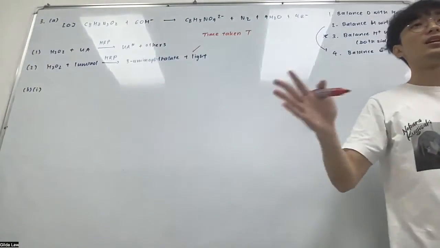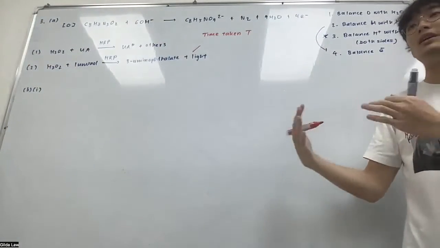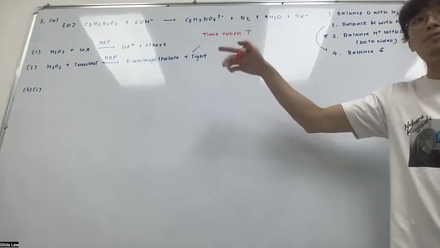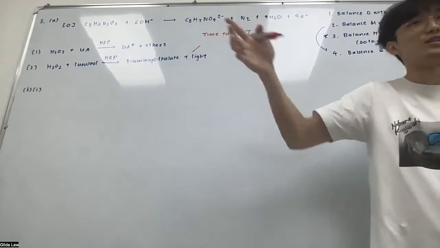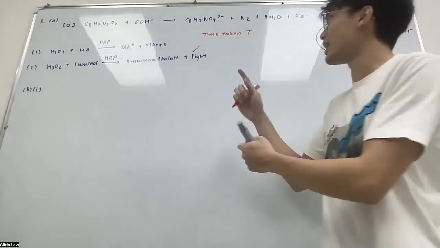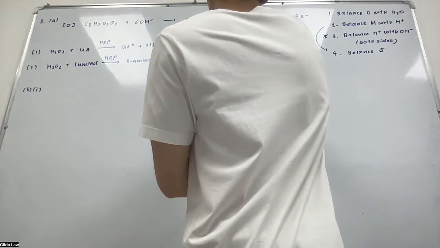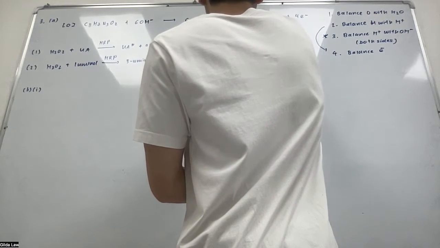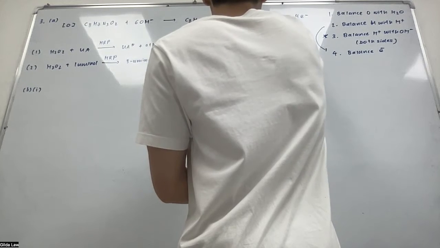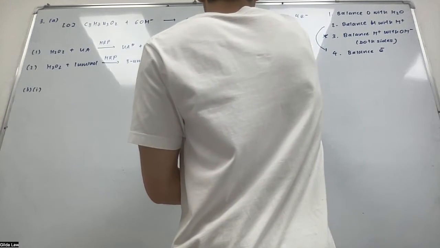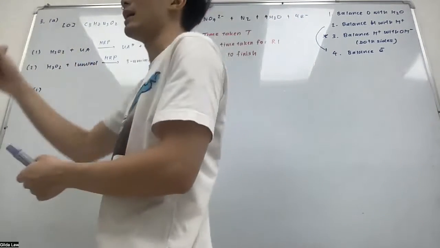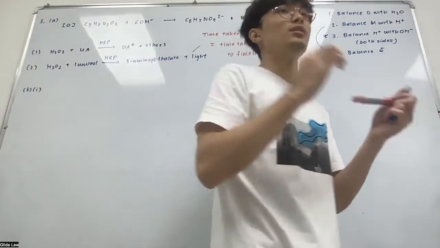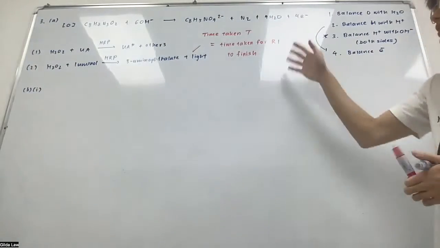This idea is quite common in the clock reaction: 2 only happens after 1 finishes. So technically you're just waiting for 1 to finish. So time taken T is the time taken for reaction 1 to finish, because the moment it finishes, then you see some light appear, which is reaction 2. Just take note of that, okay?